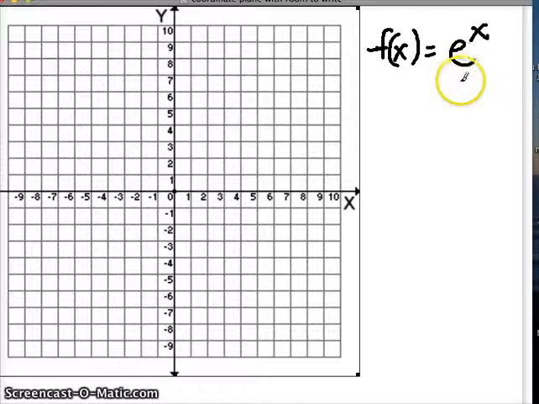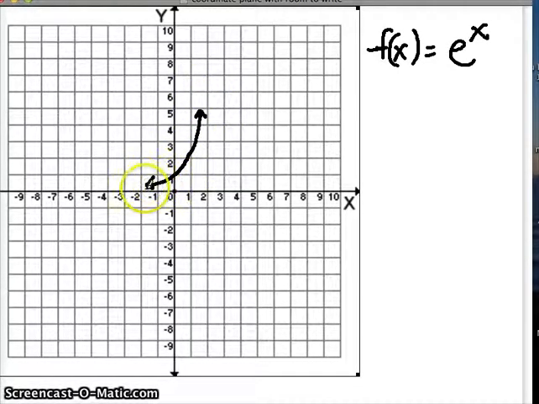So let's say that we have the function e to the x power. Here's our most generic exponential function. If you look at that on a graphing calculator, it should give you something like this. It's going to go through 1. Anything to the 0 power is always 1, so it's always passing through 1. It's going to increase exponentially in this direction.